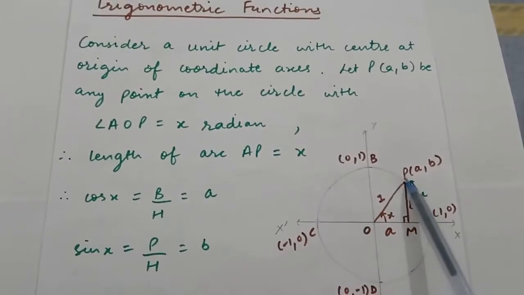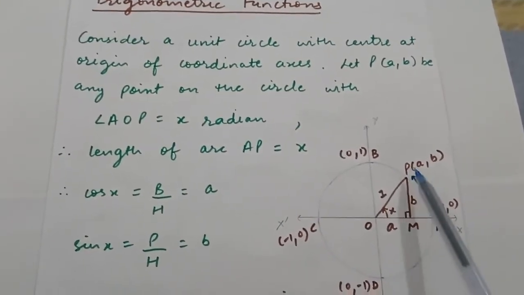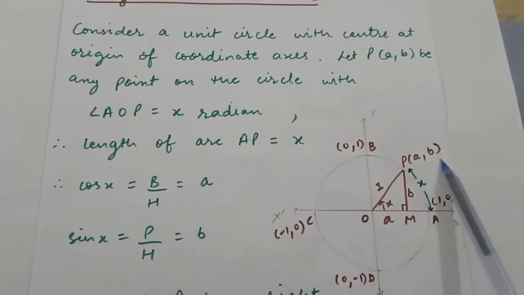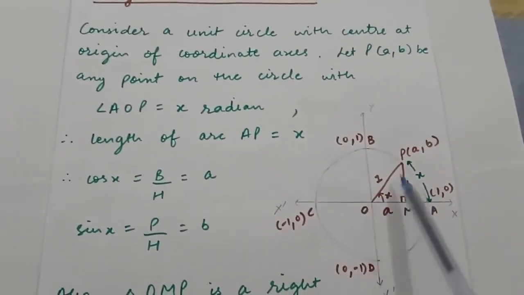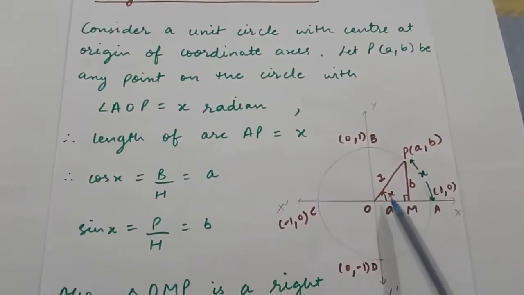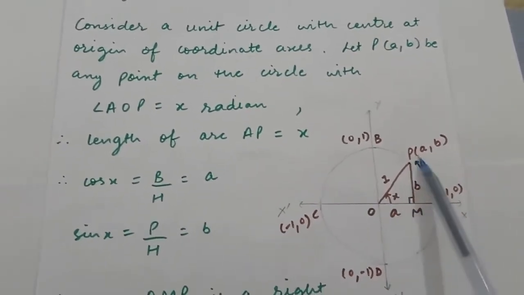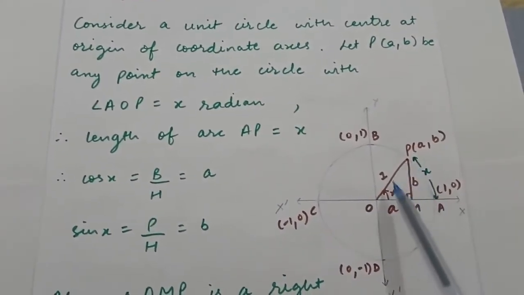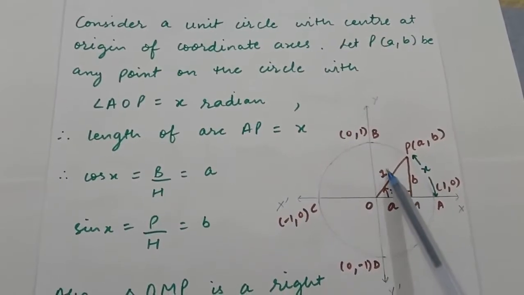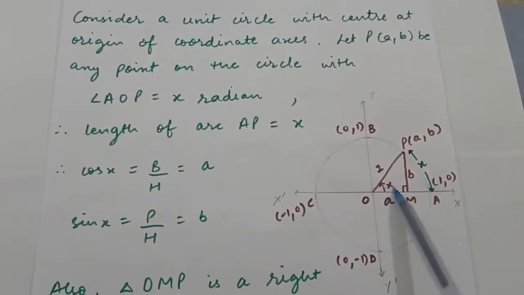Now let this P be any point on this circle. It can be any point. I have taken it here. P be the point (a, b) on the circle and let this angle AOP be x radians, right? Therefore, this is the radius of the circle and it is a unit circle, therefore this will be 1. This is our theta, which is x radian.